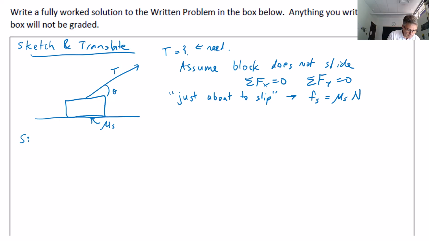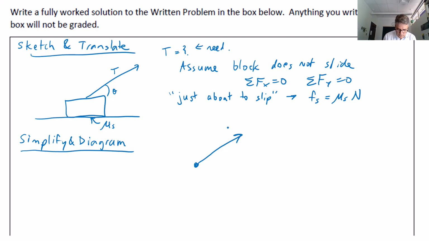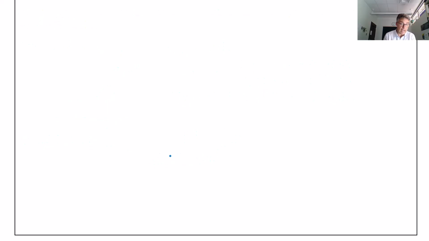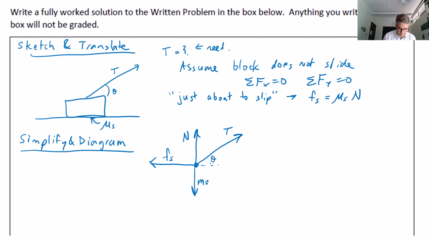So the simplify and diagram step is going to involve drawing a force diagram for that object. Again, there's tension, and there's theta, by the way. There's a normal force that's acting upwards on it from the surface. There's a static friction force, which I think has to act to the left, to counteract the tension. And then there's, of course, gravity acting down. So we're going to define plus y as up, plus x as to the right. And by the way, I've added in the numbers. I guess that's probably good to put in the sketch and translate somewhere.